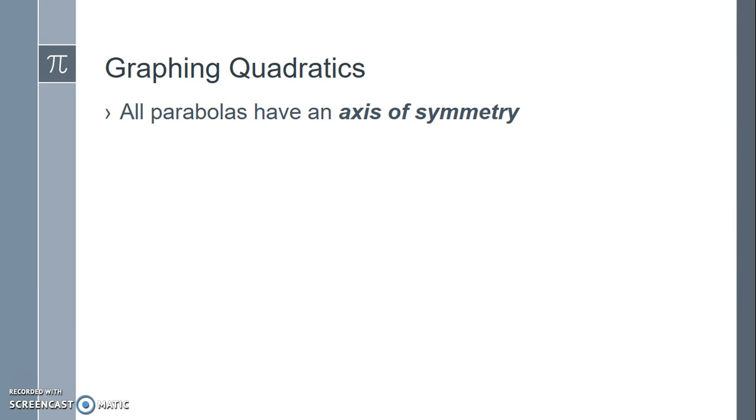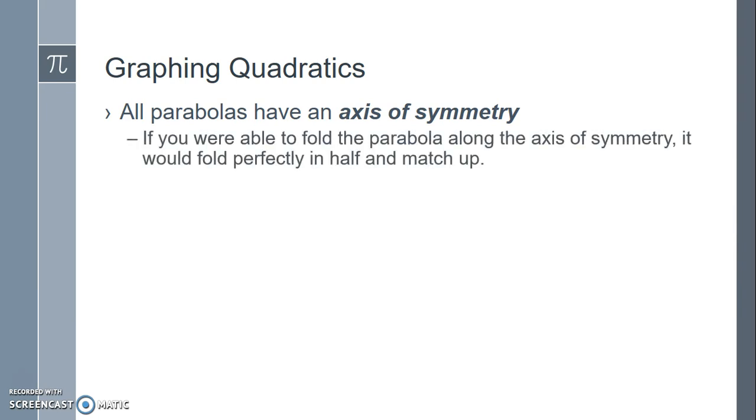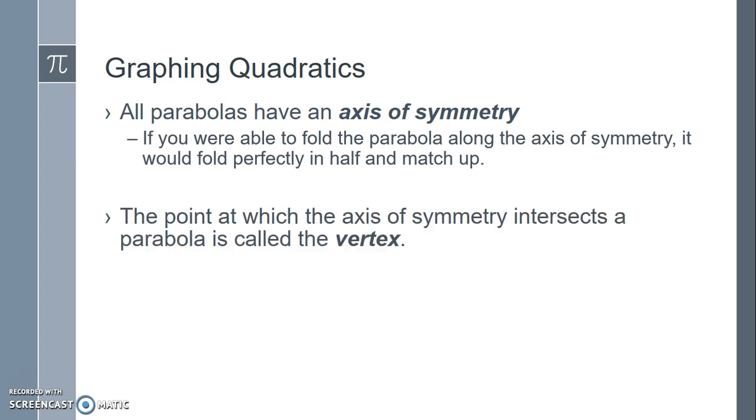All parabolas have an axis of symmetry. The axis of symmetry is where, if you were able to fold a parabola in half along its axis of symmetry, it would perfectly line up and match on both sides. When you talk about people having symmetry of their face, if you were able to fold their face down the middle, it would match up perfectly on both sides, and there wouldn't be any differences. So it's the same kind of thing. The point at which the axis of symmetry intersects a parabola is called the vertex.